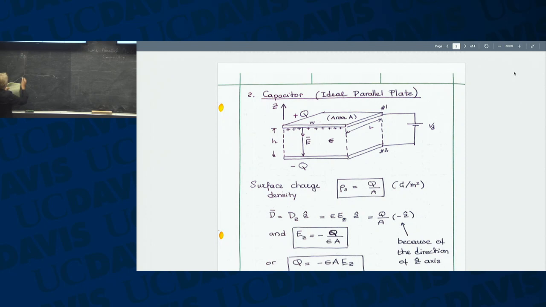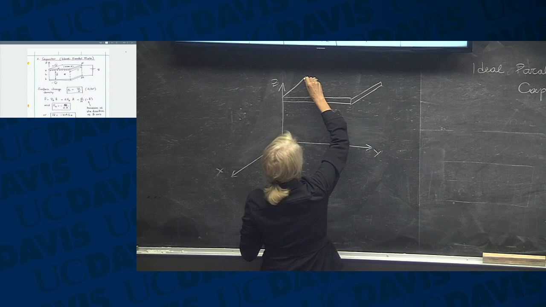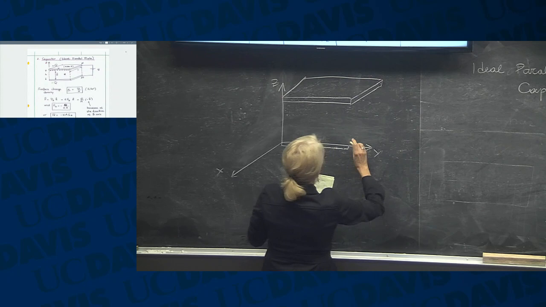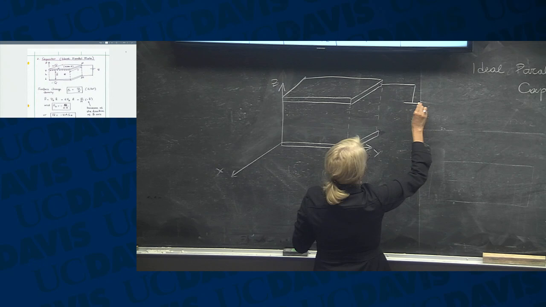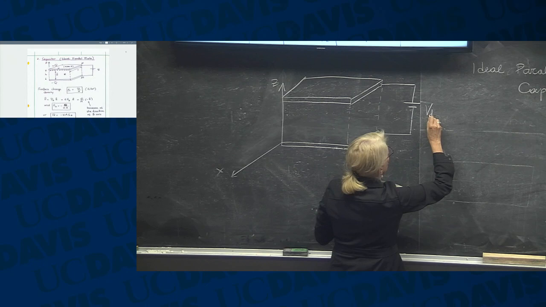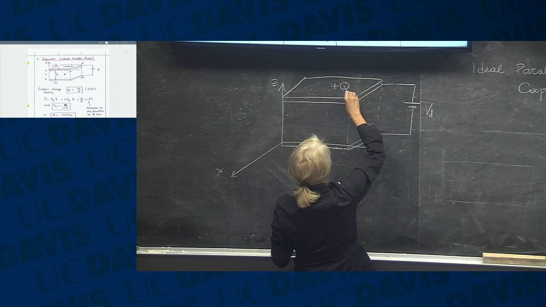Okay, two parallel plates. One is here, and the other one is here. We assume that we connect that to a voltage source, V sub naught, or V sub D. We assume that we have a total charge plus Q here, and therefore, we will have a total charge minus Q here.